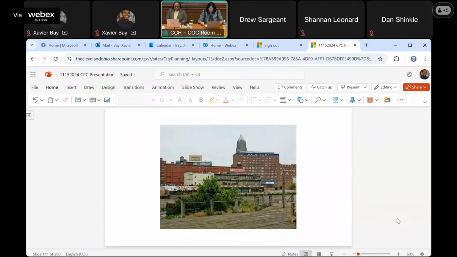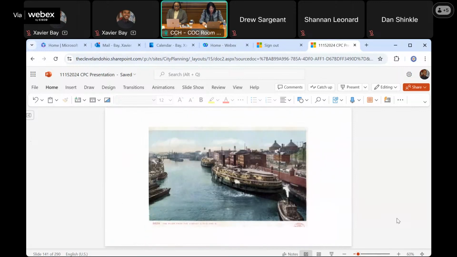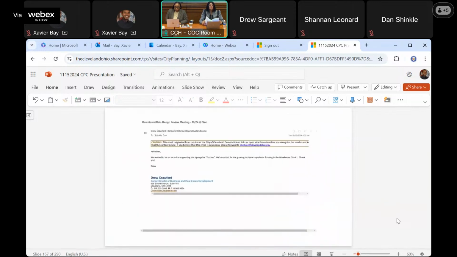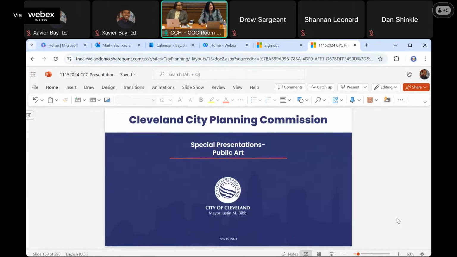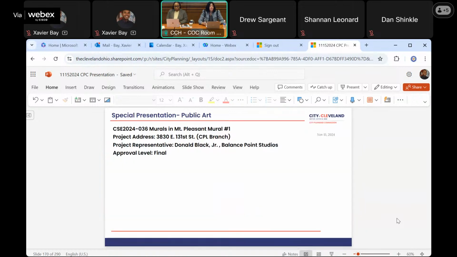All right, we have 3 murals that are being done by Donald Black Jr. Is Donald on? Oh, there you are. Welcome. Hi, Donald. Morning. So I'm going to swear you in for all 3. Do you swear to tell the truth, the whole truth, and nothing but the truth, and you shall answer to the penalty of perjury? Yes, I do. There you go. So we'll go through them one at a time, but we'll have you sworn in for all 3.